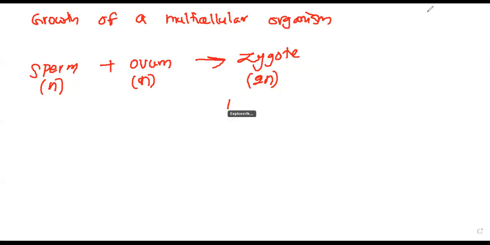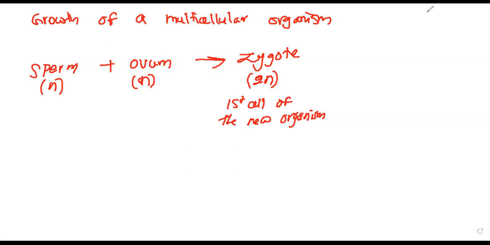So this is the first cell of the new organism. When you talk about this first cell of the new organism, this is our start. Though you are a multicellular organism, you have started your journey with a single cell called zygote.